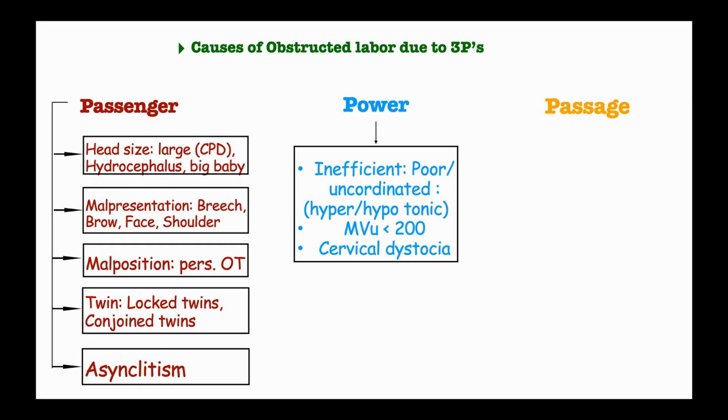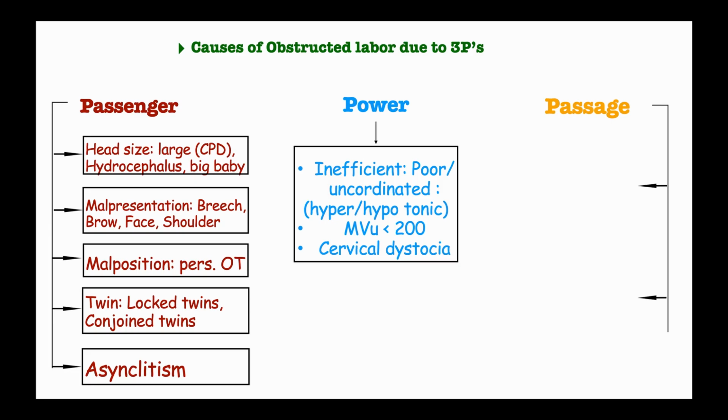And so when we have hypertonic or hypotonic contractions, whereby the contractions are either strong or short in duration, or weak and infrequent, then we are going to have an obstructed labor. We may also have cervical dystocia, which is a difficult and prolonged labor, which is caused by a mechanical obstruction at the cervix because the cervix fails to dilate despite adequate uterine contractions.